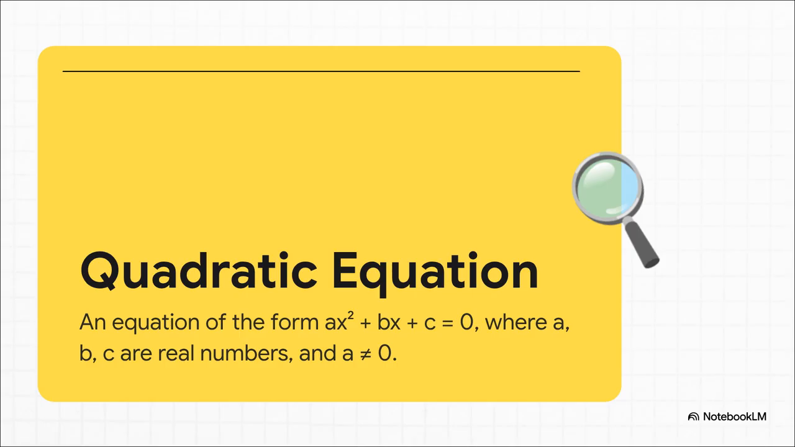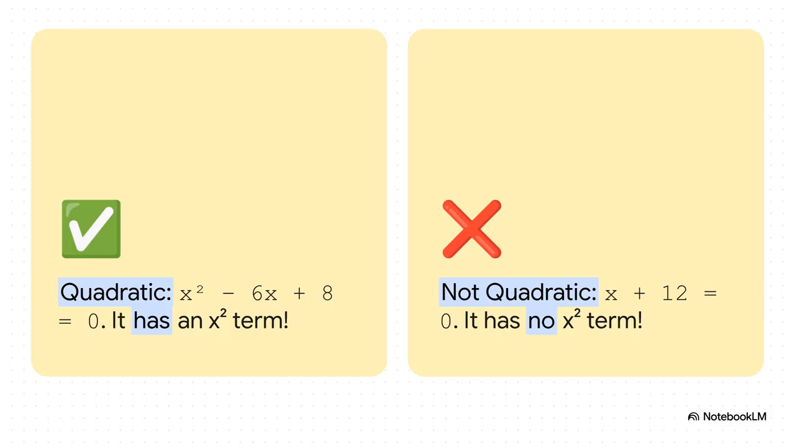The standard form is ax squared plus bx plus c equals 0. But the most important rule, the real secret, is that a can never, ever be 0. Why? Just think about it. If a is 0, that x squared term, our main hero, just vanishes. And if there's no x squared, it's not a quadratic equation anymore. Simple as that.